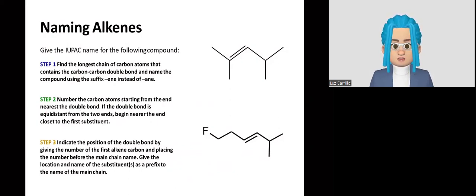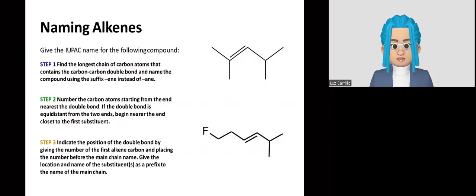Now, at times, we have to understand that there are some alkenes that are actually equidistant, meaning that from either end, they're going to have the same numbering. Only then, if you have an equidistant double bond, are you going to select the numbering starting from the first substituent. So that is a special case.